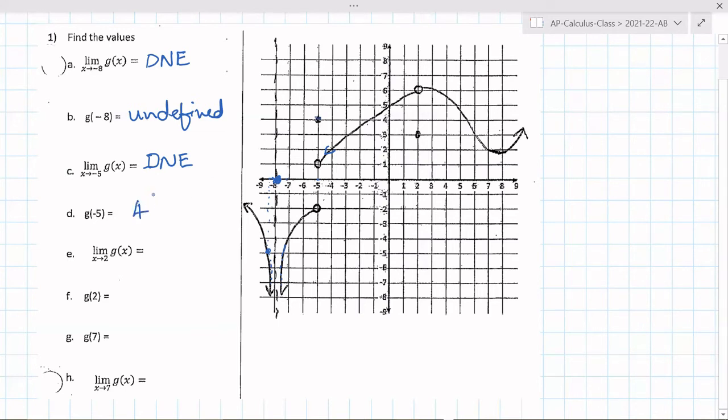What is the limit of g of x as x approaches 2? 6. From both sides, you are approaching 6. G of 2 is 3, this value. And g of 7, x approaching 7, the limit of g of x.